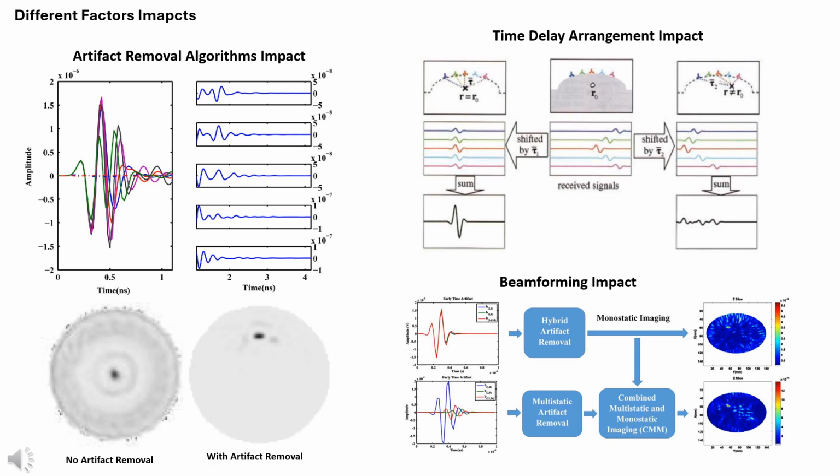By comparing raw signals and images before and after artifact removal, it highlights the critical role that signal processing plays in enhancing the visibility of objects within the scanned medium. Techniques such as beamforming, hybrid artifact removal, and combined multistatic and monostatic imaging are essential for reducing noise and clutter, ensuring that the final images are as clear and accurate as possible.